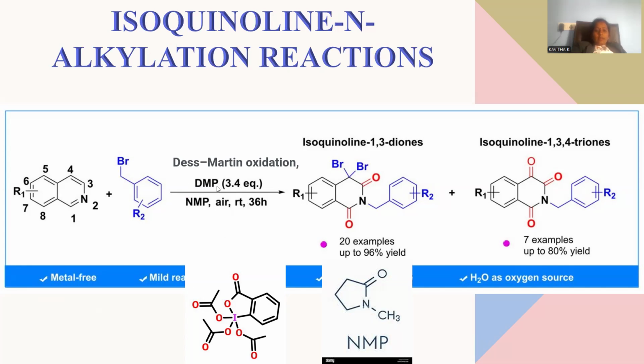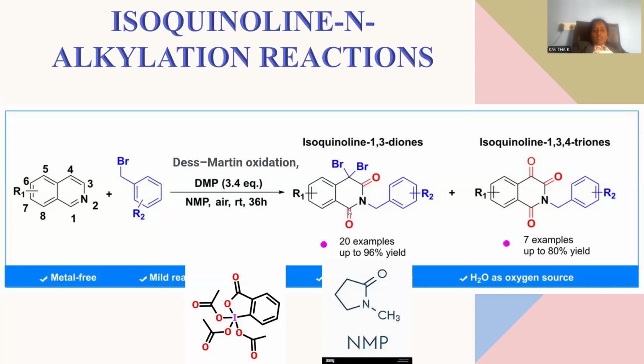And this DMP, the Dess-Martin oxidizing agent, is a kind of iodo complex. There are two probable reactions whenever an alkyl halide is operated upon this isoquinoline. The obvious one is an alkylation, as you can observe. In addition to that, DMP is a Dess-Martin oxidizing agent, so positions are supposed to go with the oxidation, giving rise to two ketonic functionalities. There is another possibility.